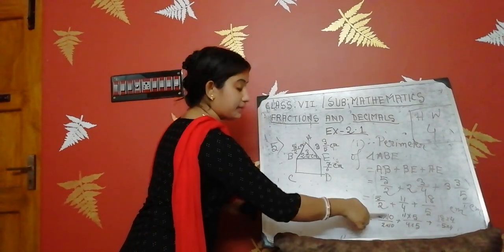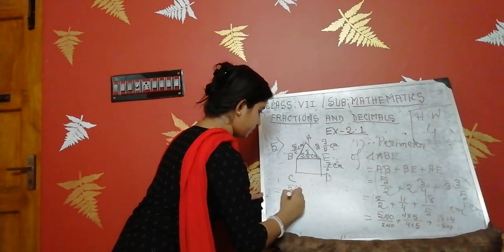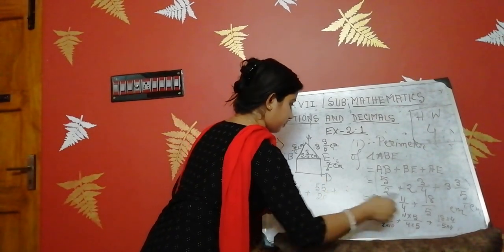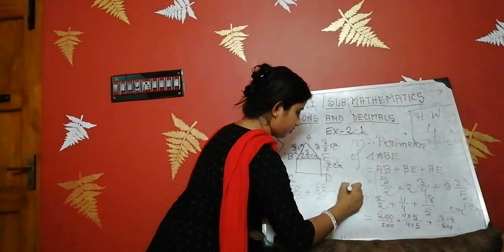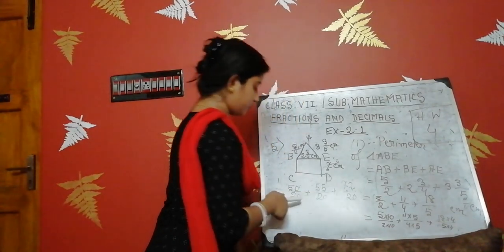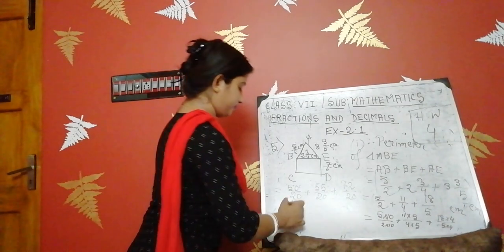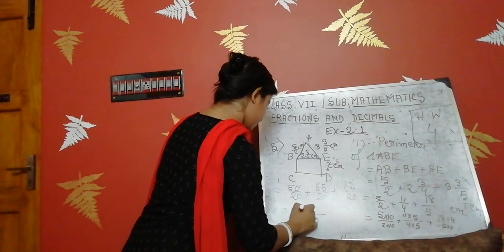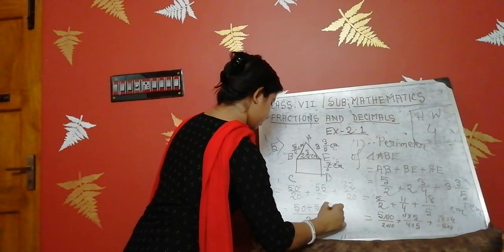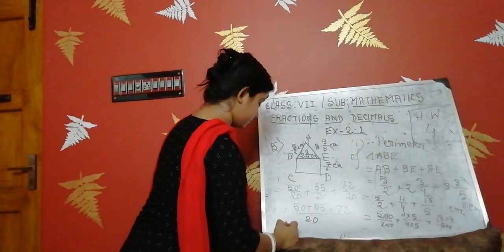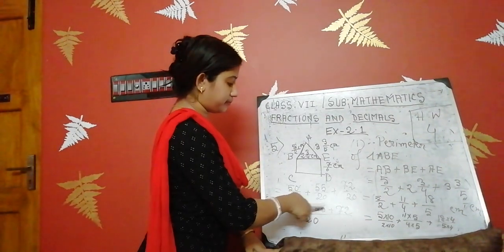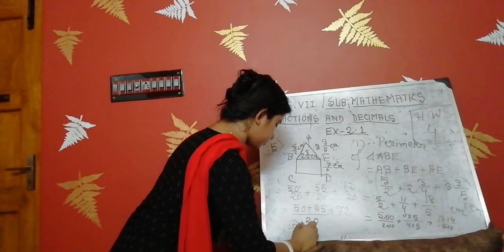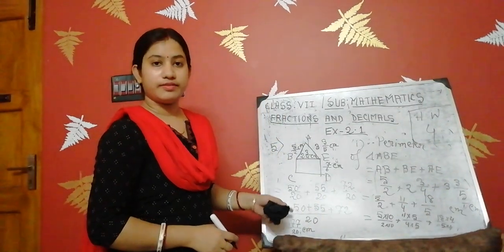This equals 5 into 10, that means 50 by 20, plus 11 into 5, 55 by 20, plus 18 into 4, 72 by 20. So we get all the denominators the same. Adding 50 plus 55 plus 72, that means 177 by 20. This is the perimeter of triangle ABE.